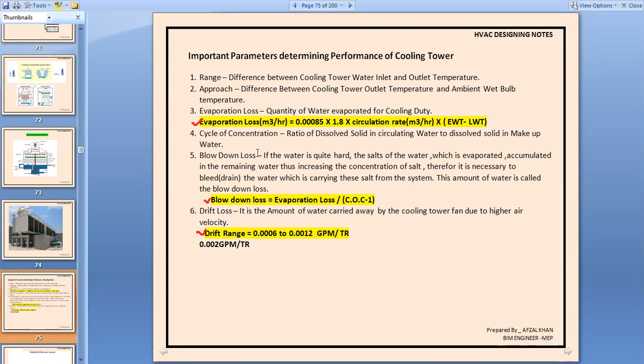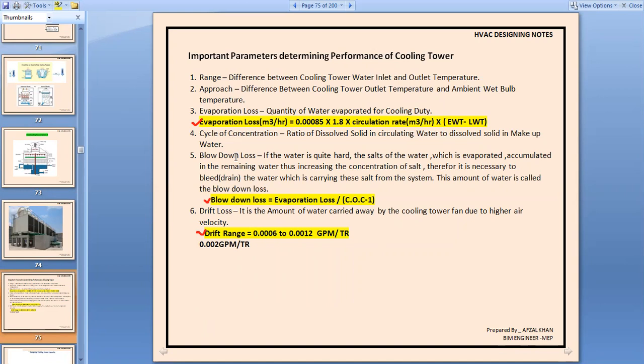Cycle of concentration is basically a term which is used by your water treatment people. In some big projects we used to have a water treatment room when the water is so hard; in that case, treatment is also needed for the water. So cycle of concentration is basically a ratio of dissolved solid in circulating water to dissolved solid in makeup water. Solid means whatever solution they are using for the treatment. You don't worry about this one; this will be given by your water treatment people. You don't have to calculate it.